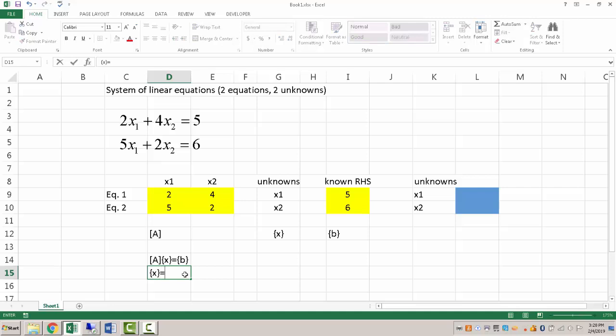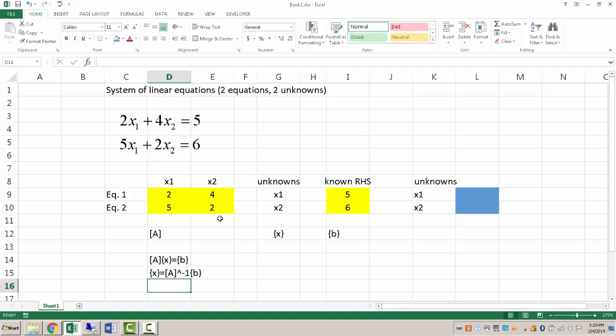the solution to this particular system of equations is x equals the inverse of A times b. So all we really need to do is find this inverse term. This is something you can get into if you study linear algebra.